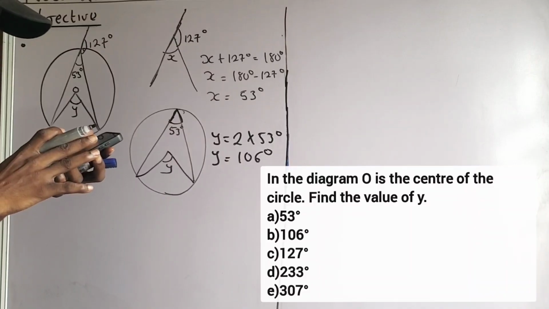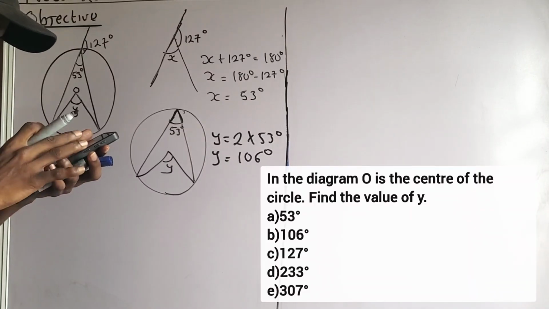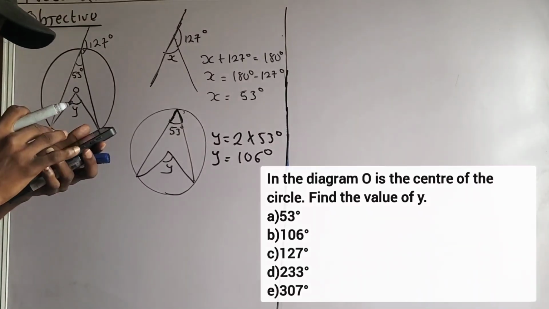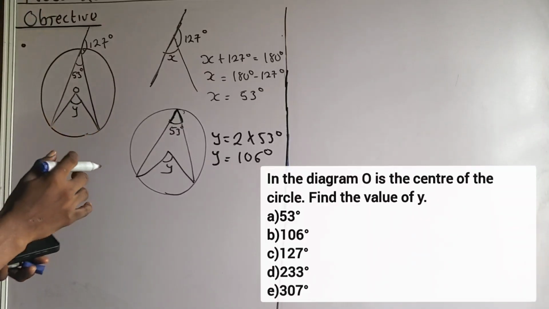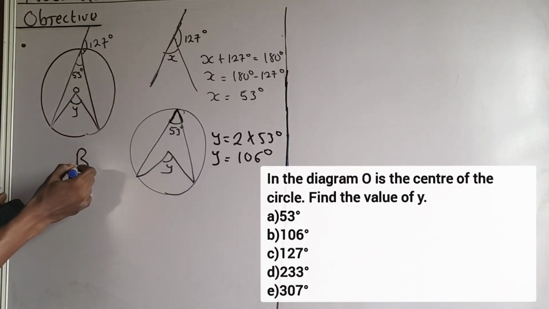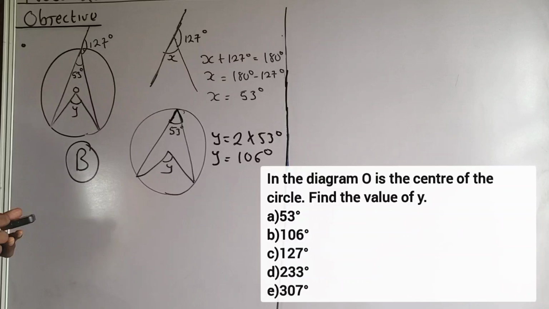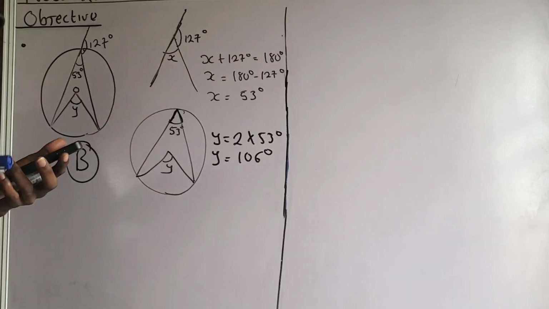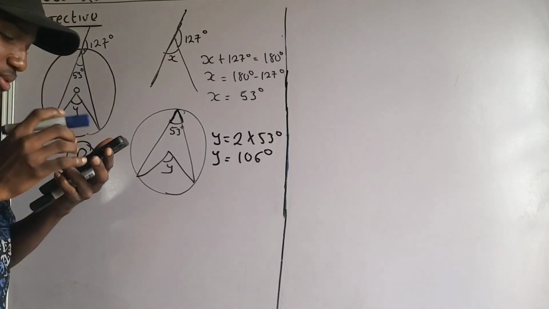Now let's check the correct option to that question. Option A is 53 degrees. Option B is 106. So the correct option is option B, 106 degrees. Do you understand? Okay, let's proceed to the next question.